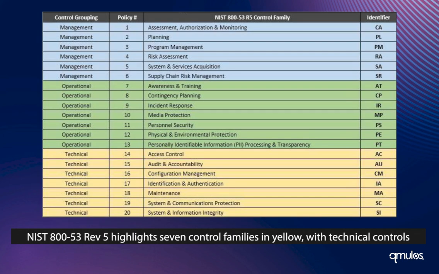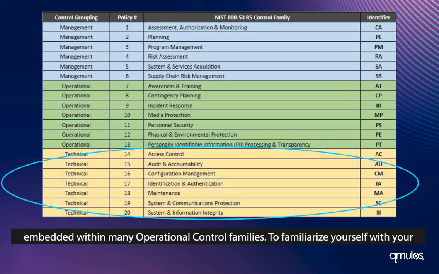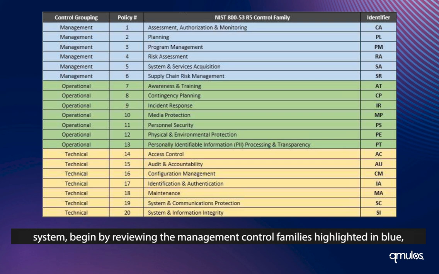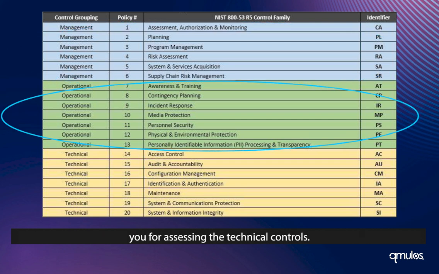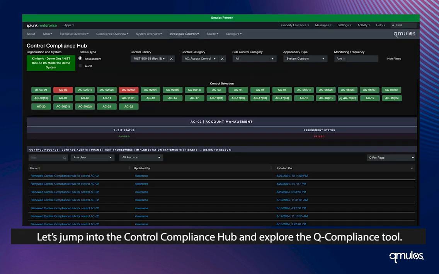NIST 800-53 Rev 5 highlights 7 control families in yellow, with technical controls embedded within many operational control families. To familiarize yourself with your system, begin by reviewing the management control families highlighted in blue, followed by the operational control families in green. This approach will better prepare you for assessing the technical controls. Let's jump into the Control Compliance Hub and explore the Q Compliance tool.